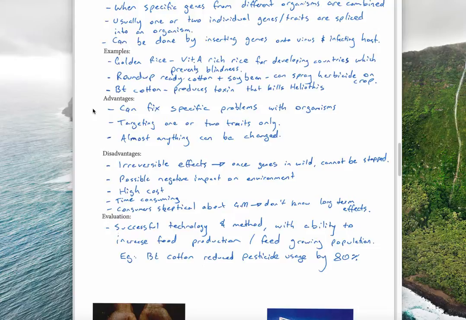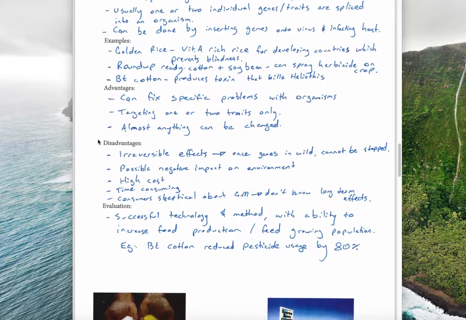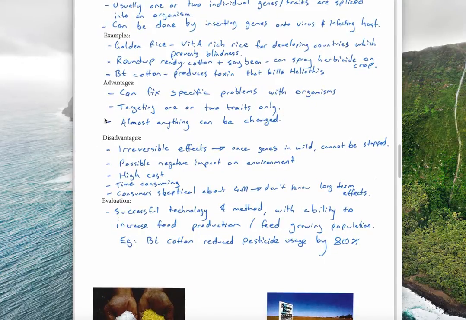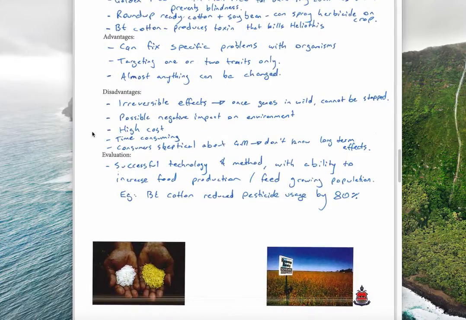Advantages are we can fix really specific targeted problems, and we can target one or two traits only instead of just changing 50% of the genes like we do with selective breeding or hybridization. Almost anything can be changed. There's virtually no limit on what we can change.